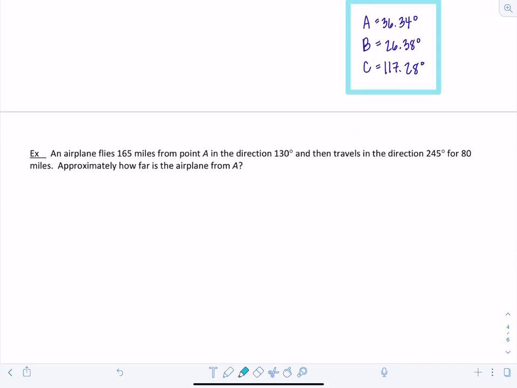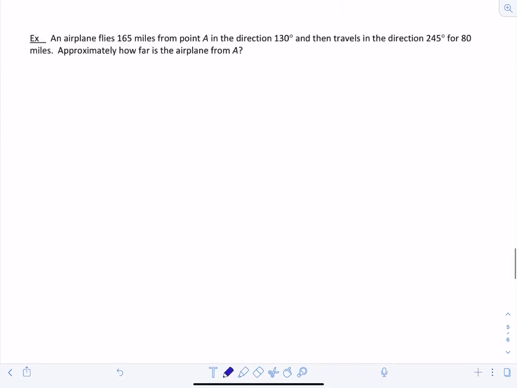All right. An airplane flies 165 miles from point A in the direction of 130 degrees. Notice they're not giving us direction using north, south, east, or west, or bearing or anything like that. So I'm just going to measure this the way we measure in standard direction from the positive x-axis counterclockwise. And then it travels in that direction 245 degrees for 80 miles. Approximately how far is the airplane from A?